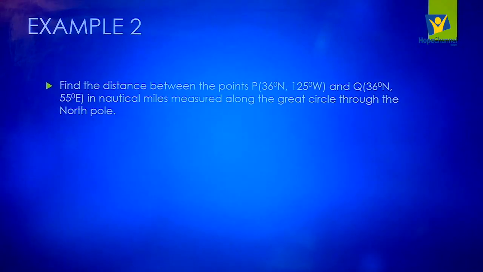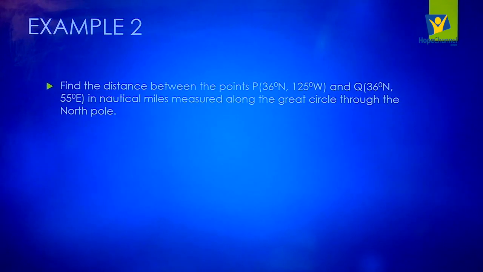Now, we have an example number 2 here that says, find the distance between the points P, that is 36 degrees north, 125 degrees west, and Q, which is 36 degrees north, 55 degrees east, in nautical miles, measured along the great circle through the North Pole.